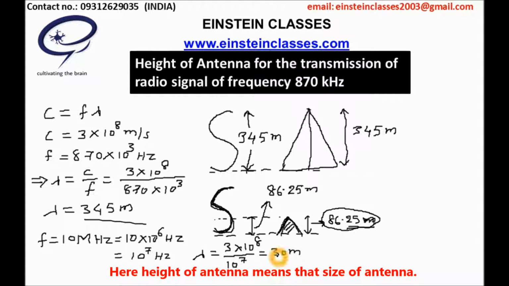That means the height of the antenna will be 1/4 of 30 meter, which is 7.5 meter, to transmit the radio signal of this frequency, right? And you can see that the height of the antenna is drastically reduced if the frequency of the radio signal is of the order of 10 megahertz.